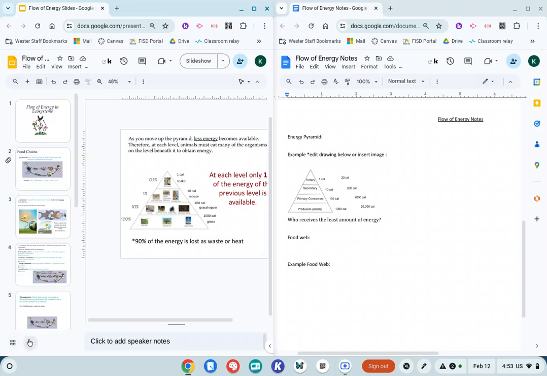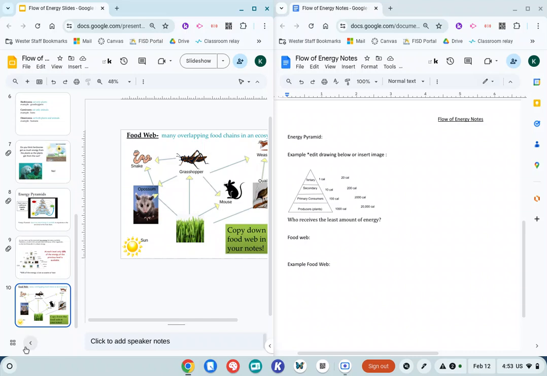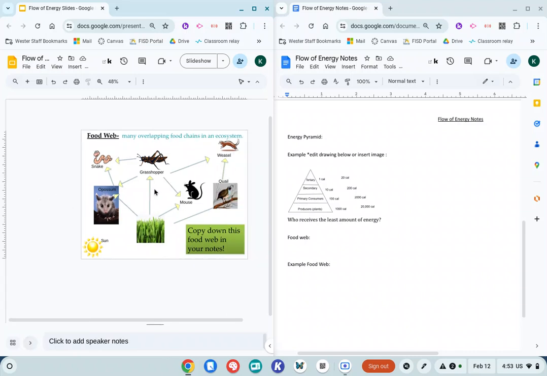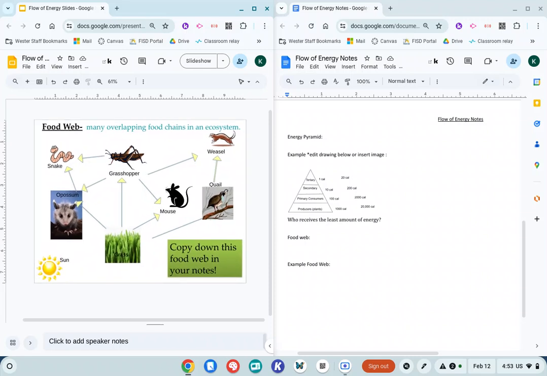All right, where is my food web? There we go. All right, so food web. It is a much more complex way of representing what is present in an ecosystem. So think about it like many overlapping food chains.